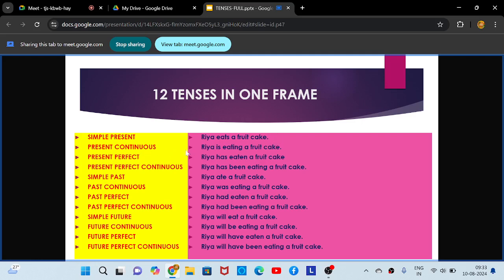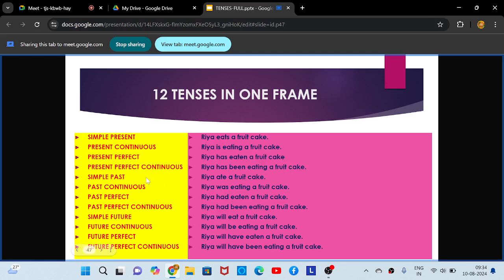In present continuous it will become Ria is eating a fruit cake. Next in present perfect, Ria has eaten a fruit cake. Subject plus has or have plus V3 plus object. Okay. Next under present perfect continuous you have Ria has been eating a fruit cake. Okay, so the first 4 tenses are done.